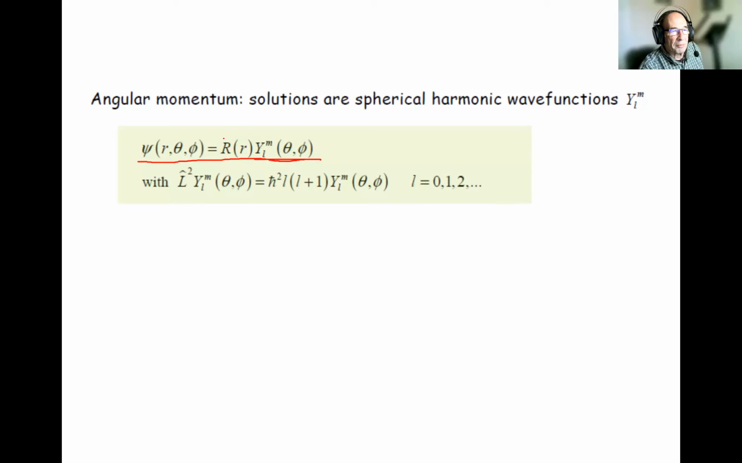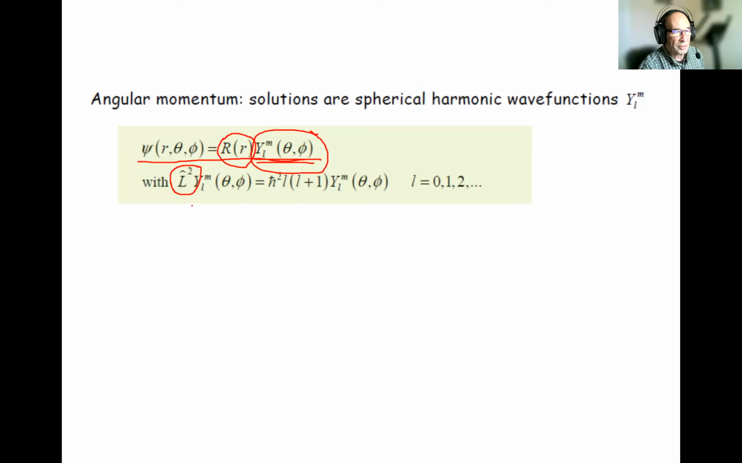In spherical polar coordinates, you can represent your wave function as a product of a function which depends only on the distance, and a wave function which depends only on the angles. This angular wave function is the spherical harmonics wave function, a function of our angular momentum operator. And so it is now becoming part of this total wave function, the electron wave function in the hydrogen atom.